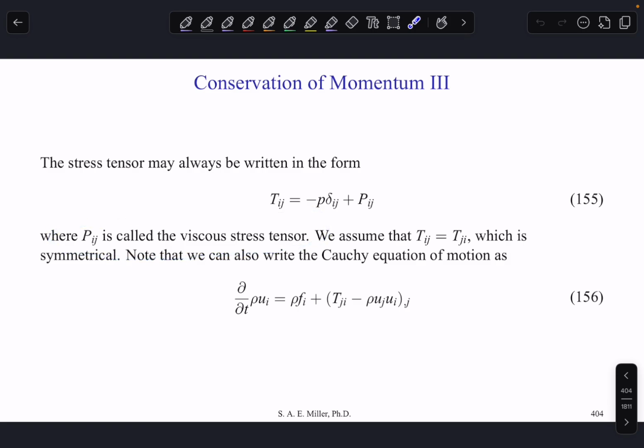We'll assume that Tij, that stress tensor, is always symmetric, and you can see the diagonals involve the pressure plus an extra viscous component. So it's always symmetric in this case. We can then write the Cauchy equation we previously developed, using 155, as 156.